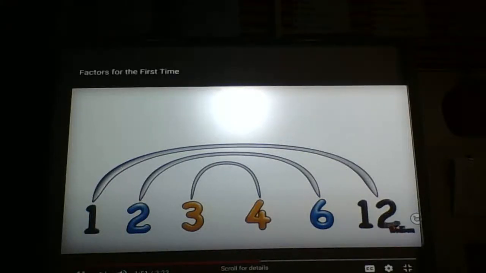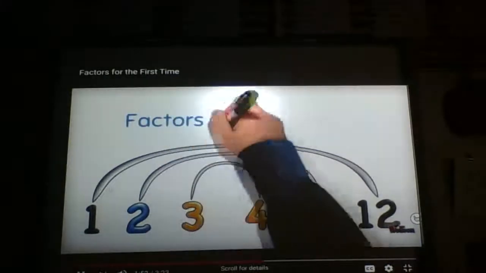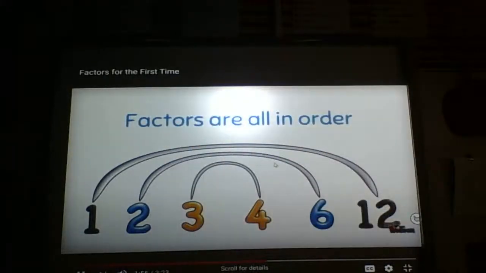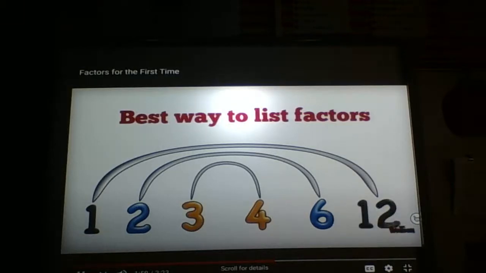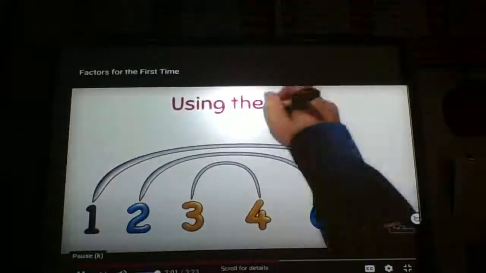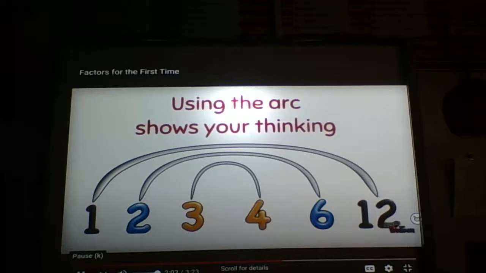Notice that because we worked from the outside in, the factors are in order. This is the clearest way of showing all the factors of a number, and using the arc for each factor pair shows your thinking. We call this the factor rainbow. We're going to be building lots of factor rainbows in the future, so keep paying attention.